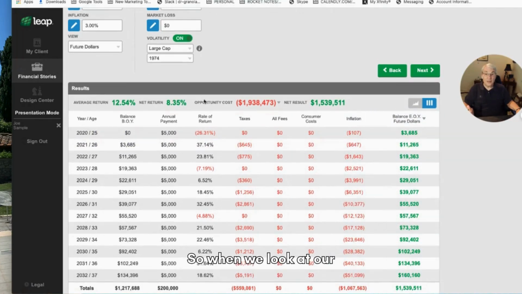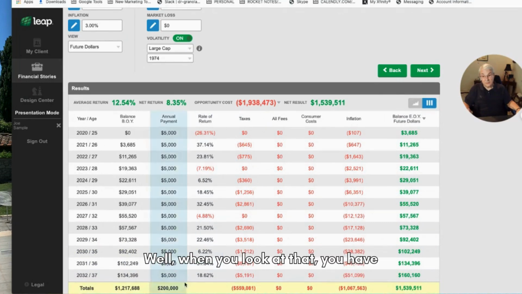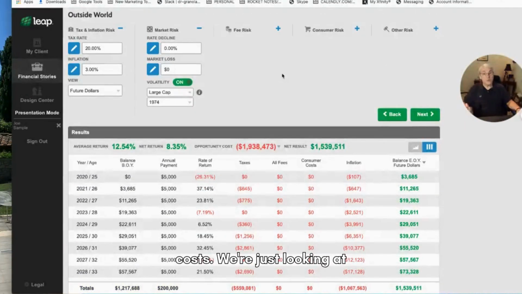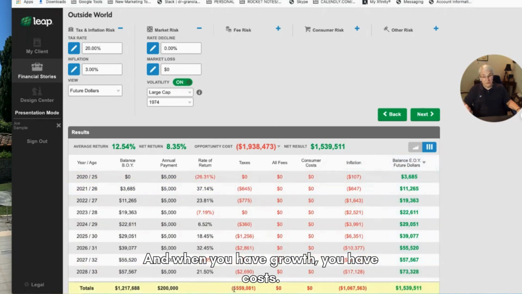So when we look at our growth, we must look at the cost. Our taxes alone are $559,000 because we earn more money. And you're probably saying, well, I'd like to pay taxes, and I'll pay taxes, and $1.5 million is okay. Well, when you look at that, you have to subtract out the 200,000 you put in there. And we're not even looking at fees and consumer costs. We're just looking at the growth. And when you have growth, you have costs.